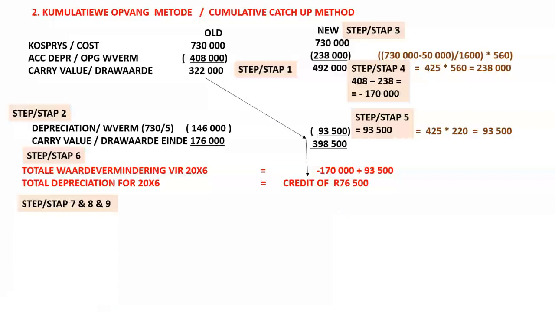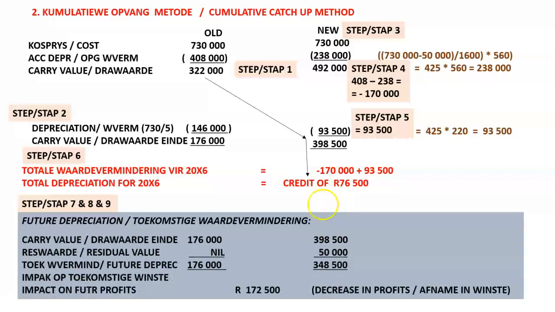Step 7, 8, 9 is to determine the impact on future profits. So where do we start? We start with our carry value at the end of the financial year. We're going to have a look how much depreciation we're still going to write off in the future. There's zero residual value, so we would have written off the full 176,000. Here's a 50,000 residual value, so we're only going to write off 348,500. So that means then that the impact on future profits is going to be a decrease in profits of 172,500. I'm going to write off more depreciation on the new way than I would have in the old way.